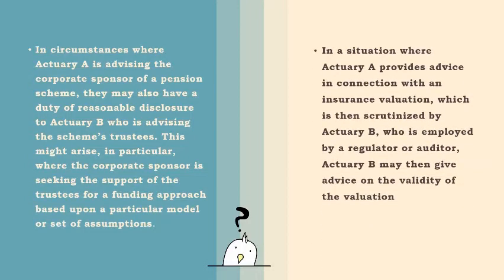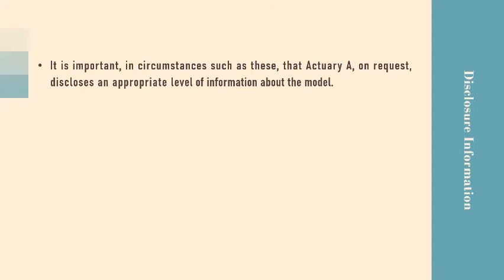Second example, in a situation where Actuary A provides advice in connection with an insurance valuation, which is then scrutinized by Actuary B, who is employed by a regulator or auditor, Actuary B may then give advice on the validity of the valuation. It is important, in circumstances such as these, that Actuary A, on request, discloses an appropriate level of information about the model.